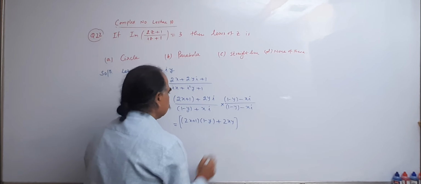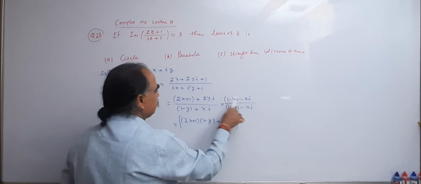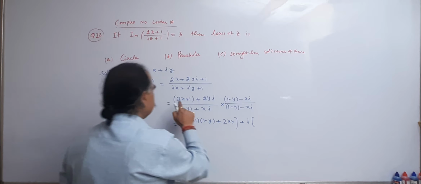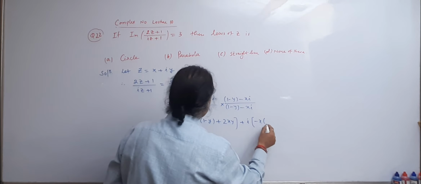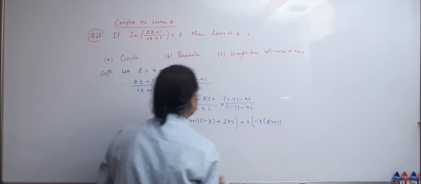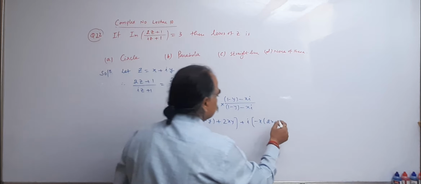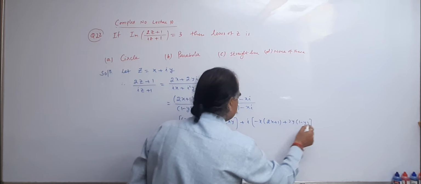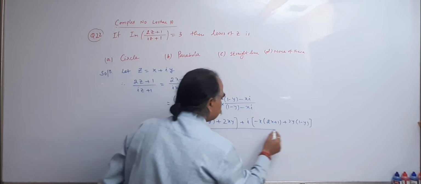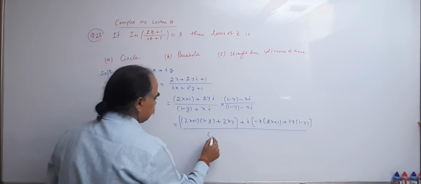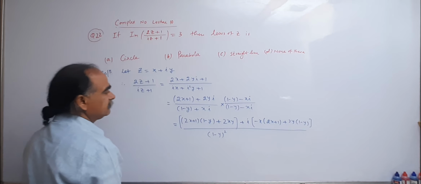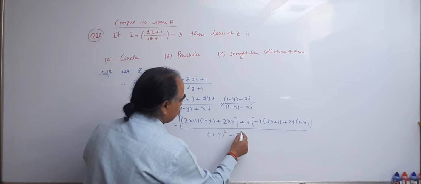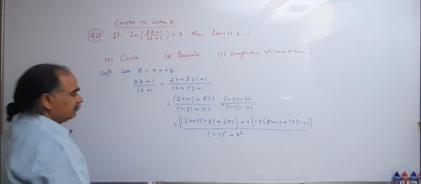This is real part, and multiply real to imaginary and imaginary to real. And I will take common. So 2x, so minus x into 2x plus 1 plus 2y into 1 minus y, divided by 1 minus y square minus x square. So plus x square will be there because i square is minus 1. So separate it.